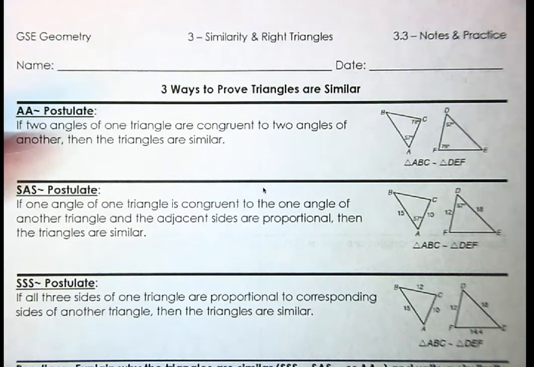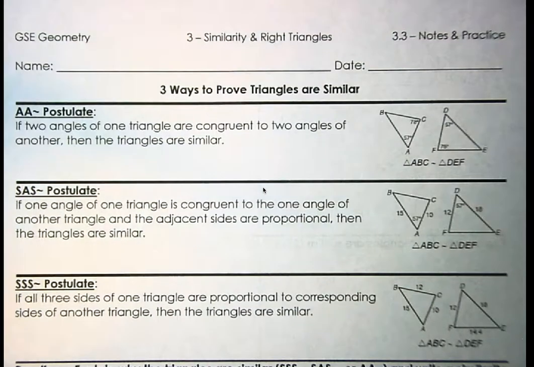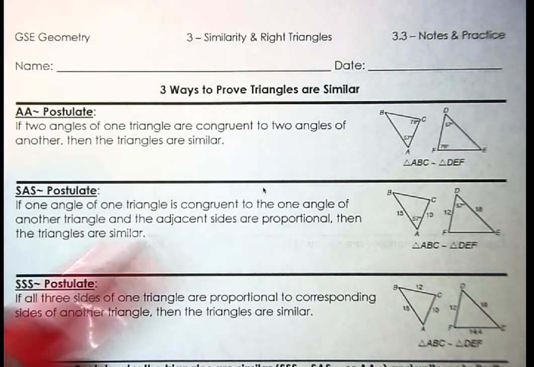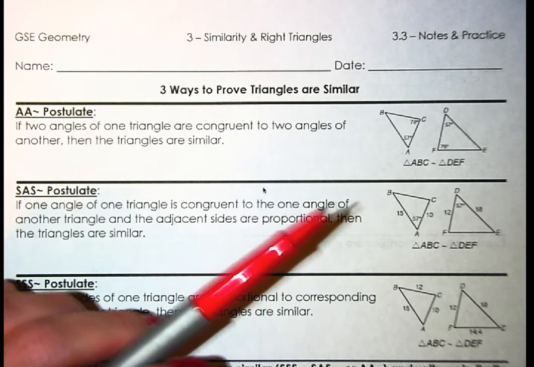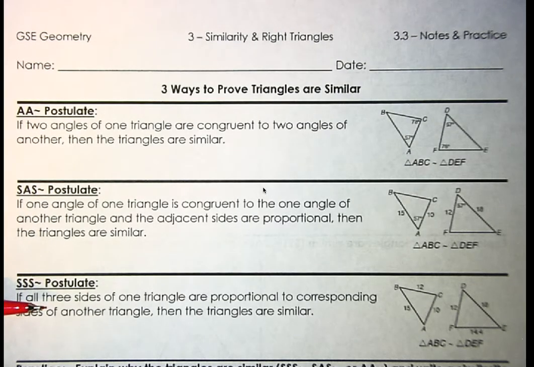Let's talk about the 3 ways to prove triangles are similar. Remember, similar figures are the same shape, just a different size. In similar figures, any similar figure, the angles are congruent and the sides are in proportion. So we have 3 postulates that we have learned about proving a triangle similar.